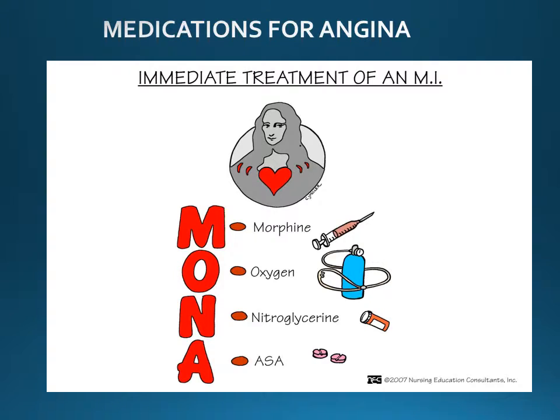Because signs and symptoms for unstable angina are similar to an acute MI, the protocol of MONA will likely be started while ruling out MI with other diagnostics. You can remember the interventions by the word MONA, M-O-N-A: morphine, oxygen, nitroglycerin, and aspirin, but they are not in the right order. First, we would put on oxygen because a major problem is that O2 is not being delivered to the myocardial muscle cells.